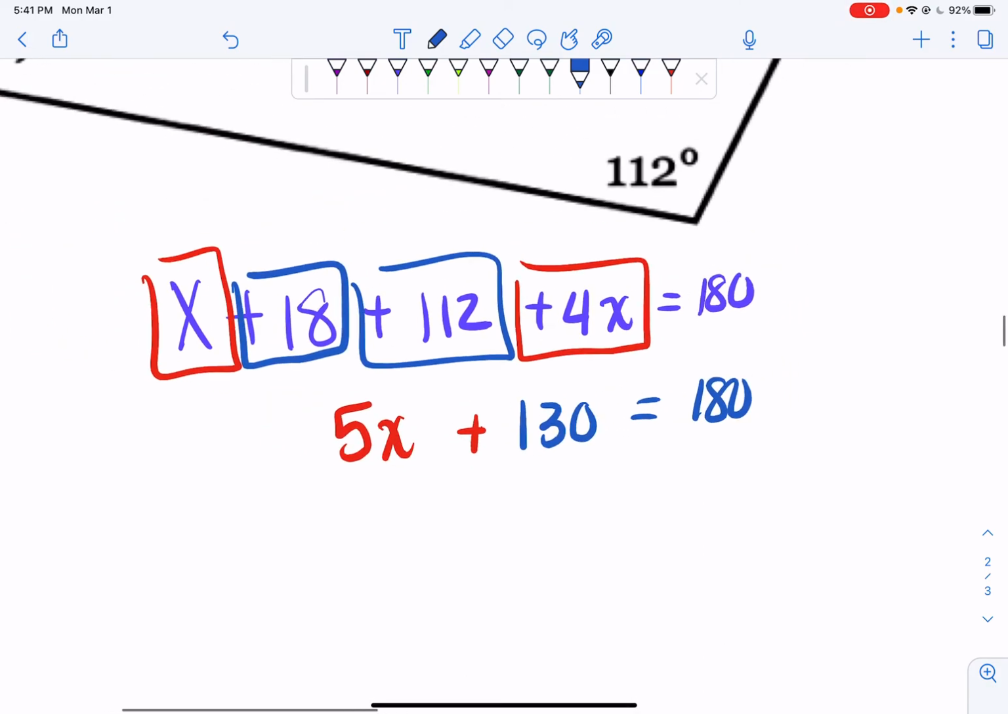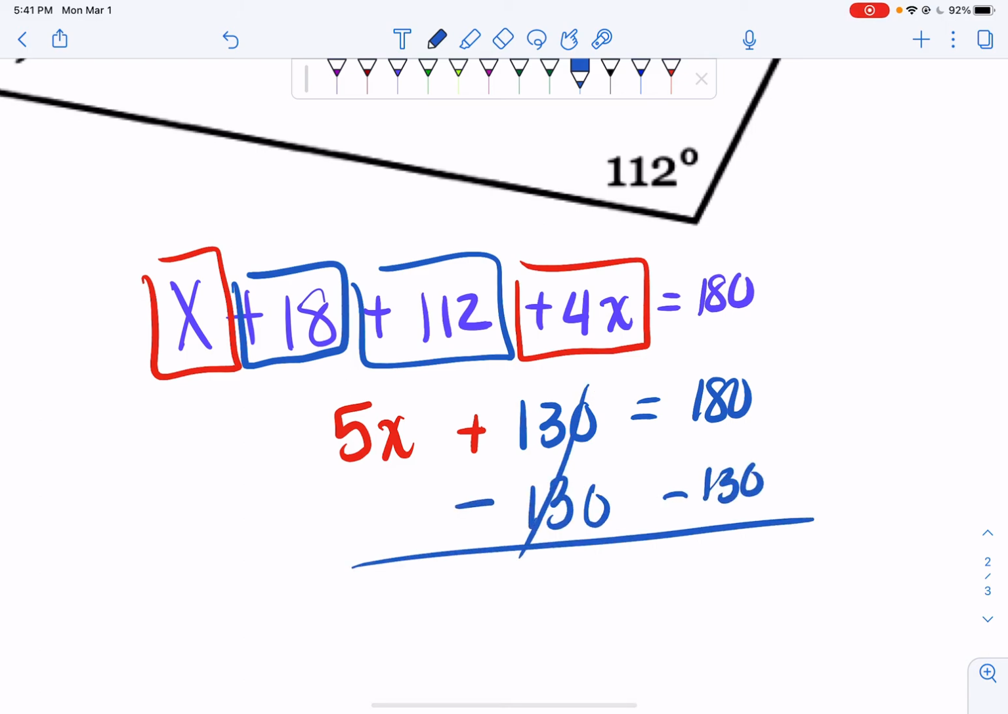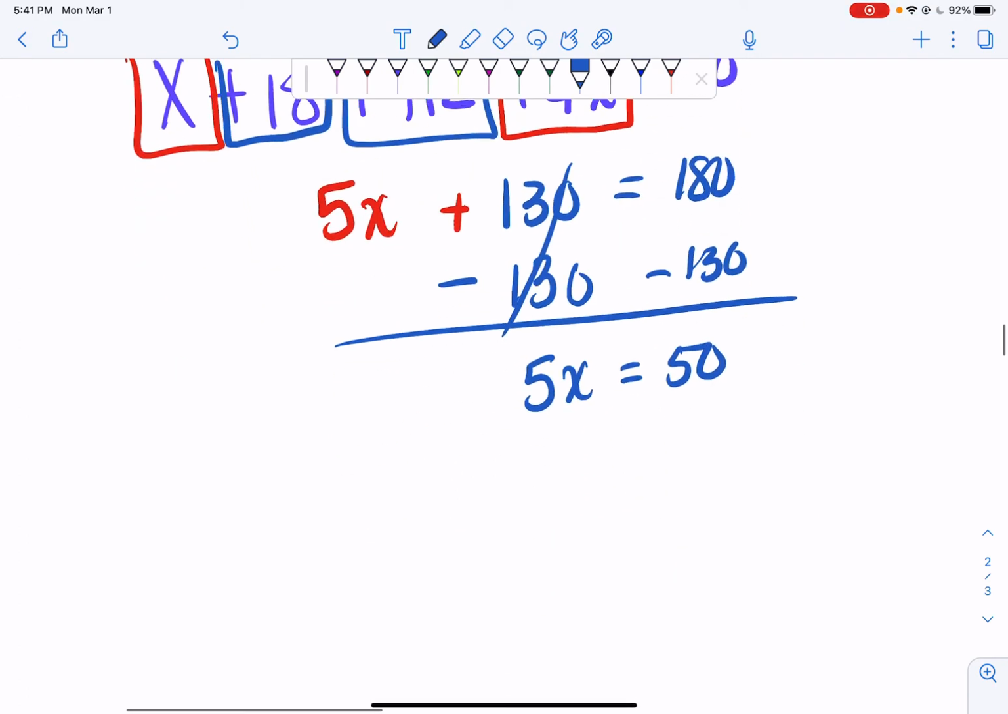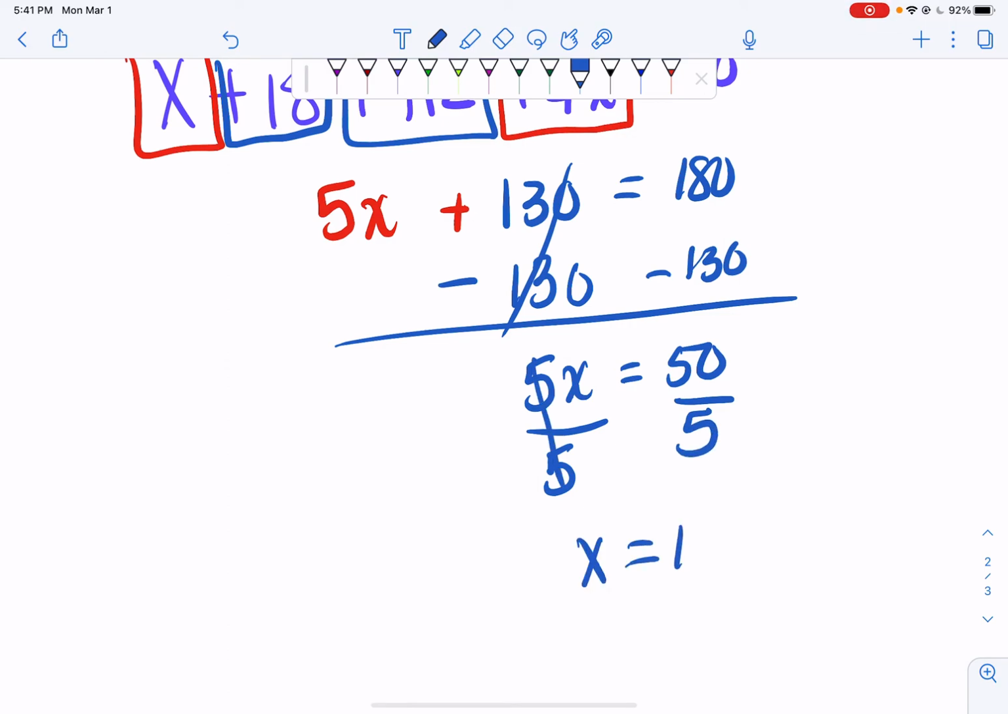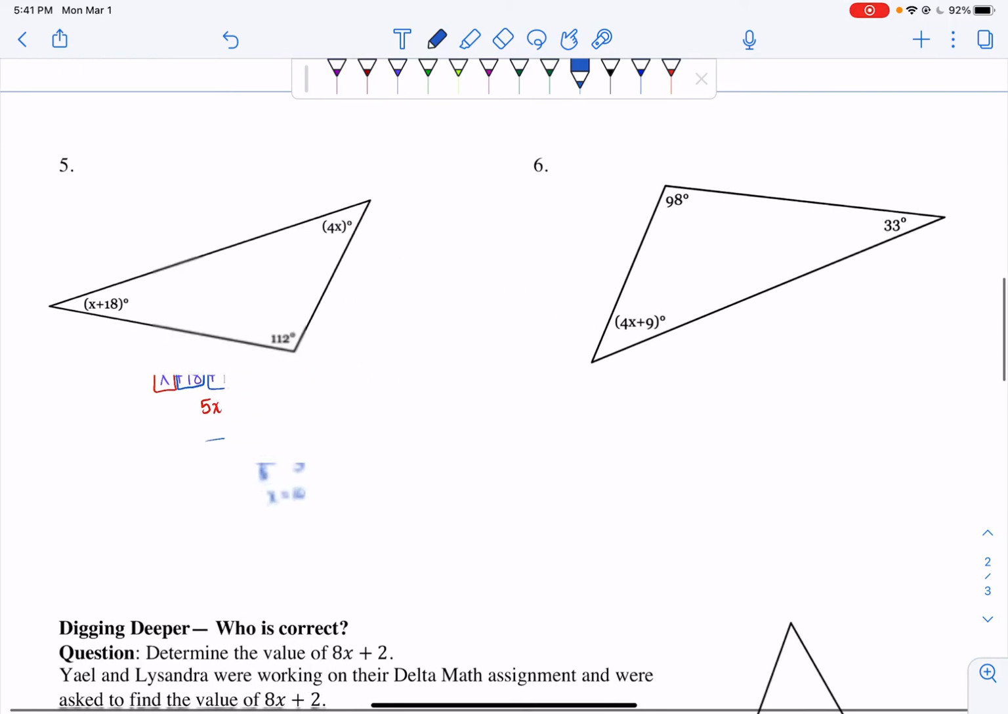I got to subtract 130 from both sides of my equation. So I get 5x is equal to 50, and then divide both sides by 5. And I get x is equal to 10. And that's your final answer.